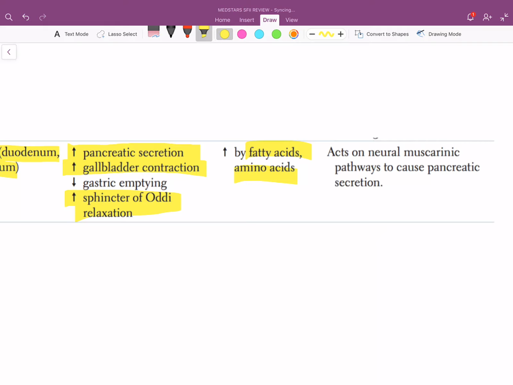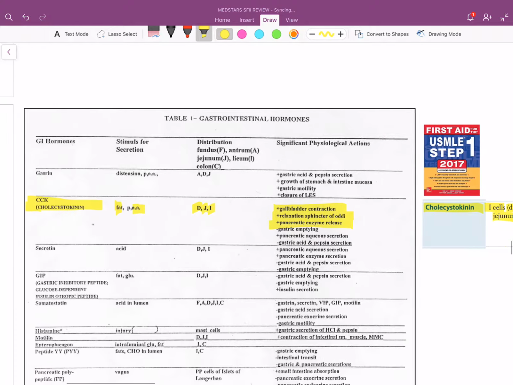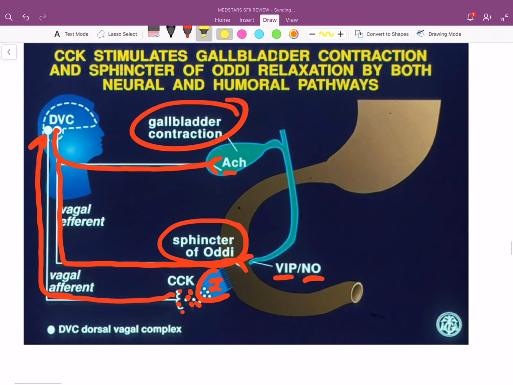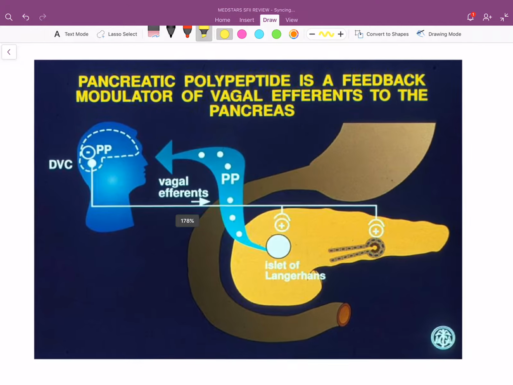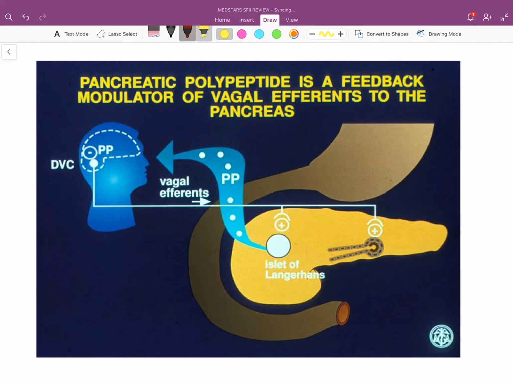And then they act via neuromuscarinic pathways, right? Dr. Littleton has a really great picture here of exactly how that works. And this is something that he has. This is like some PhD stuff. You really don't have to know this for Step 1. But the theory is kind of the same, right? You have things that turn things on. Then you obviously are going to have molecules to turn things off.